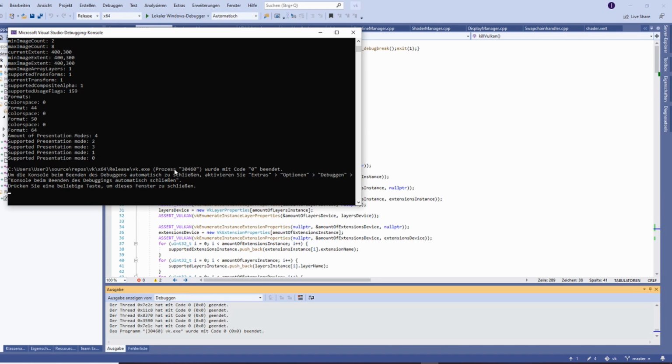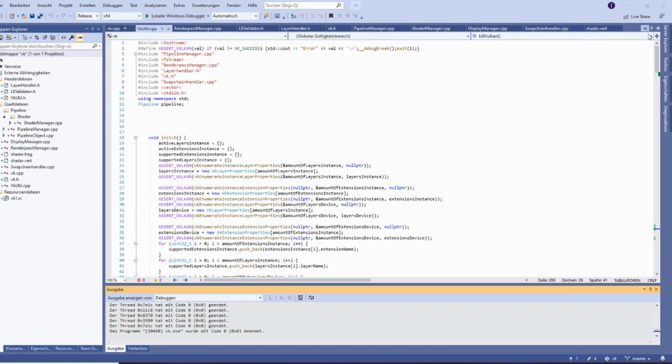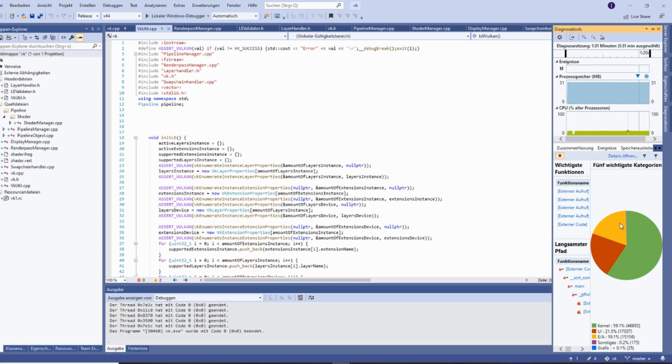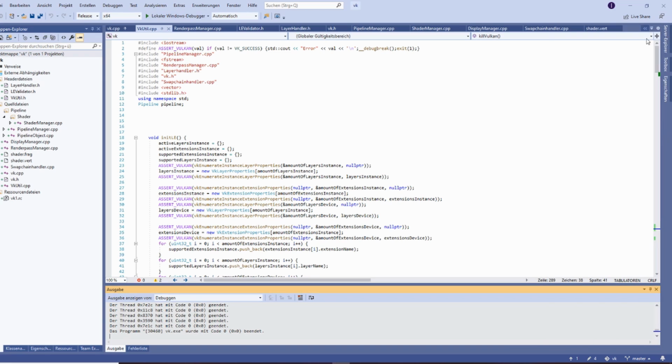So, yeah, that's basically it. To show you, here are the diagnoses. I didn't figure out how to change Visual Studio to English, so it's still in German. Here we have the diagnoses. It uses 51 megabytes of memory, and I think that's actually not that bad.